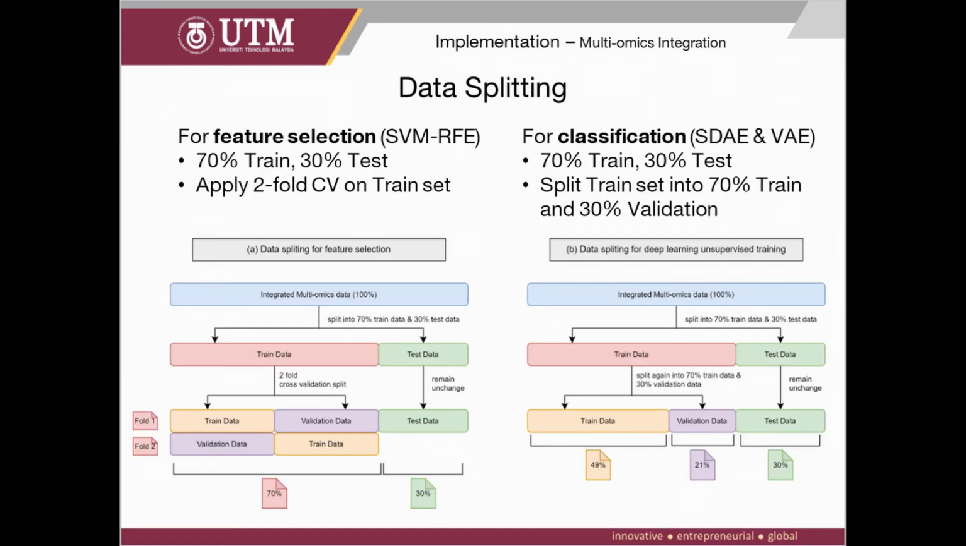The integrated multi-omics data undergoes data splitting. There are two types of splitting performed on the multi-omics data. For feature selection, the multi-omics data is split into 70% train and 30% test set. The train set is then used for two-fold CV. For classification, the multi-omics data is similarly split into 70% train and 30% test set. However, the train set is split again into 70% train and 30% validation set.